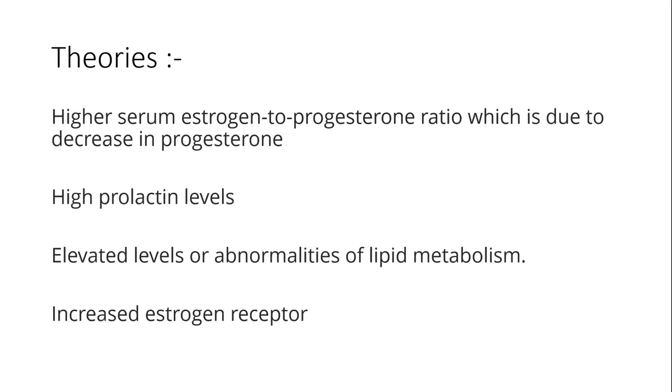Theories to describe cyclic mastalgia. During the luteal phase, there is a high serum estrogen to progesterone ratio, which is due to a decrease in progesterone. There are also high prolactin levels and increased sensitivity of the estrogen receptors in the breast tissue. And there is an elevated level or abnormality of lipid metabolism, which leads to cyclic mastalgia.